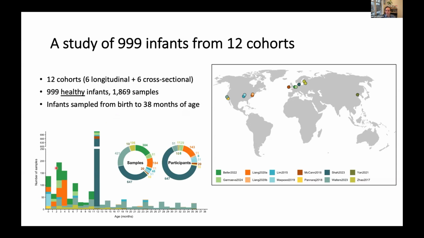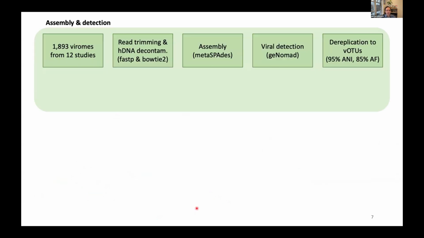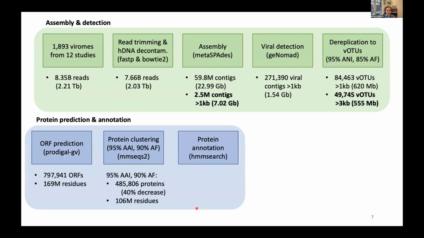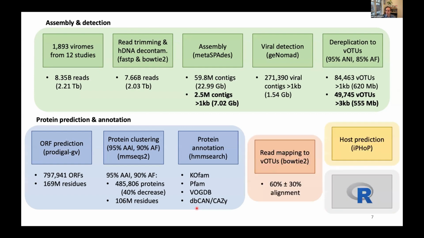So here I'm just showing you a breakdown of when the samples are obtained. But infants are sampled from birth through 38 months of age, with most of the sampling being done in the first year of life, but some studies continuing to track the infants towards the end. And I won't get into all the details, but I'm happy to answer questions later. We did run all these raw sequencing reads through our standard existing computational pipeline. We did some protein prediction and annotation as well with different databases, read mapping, host prediction, and a bunch of ecological analyses in R. So that's what I'm going to be going over today. But if you have questions about any of these steps, happy to answer those.